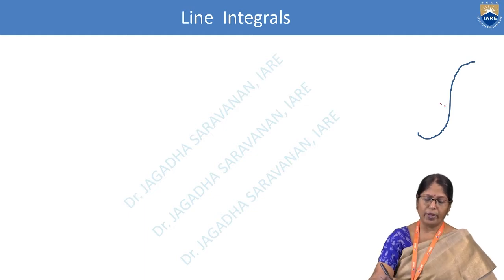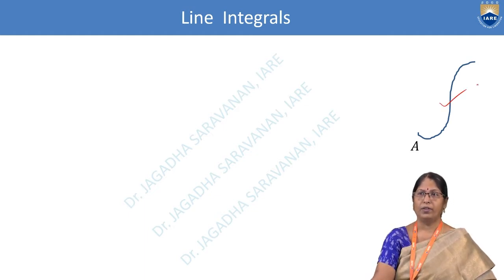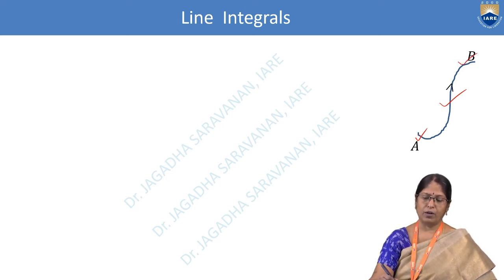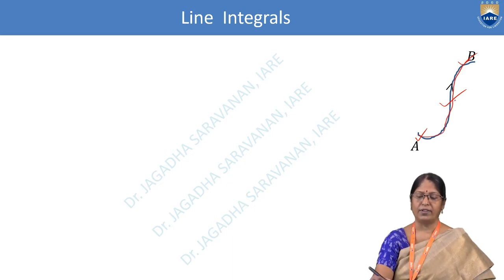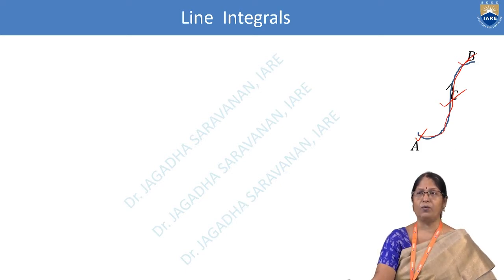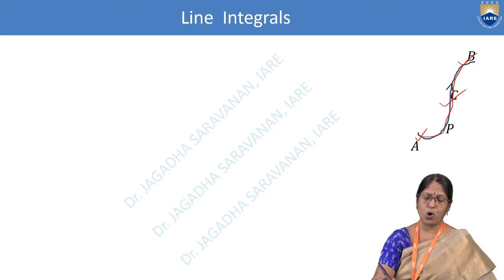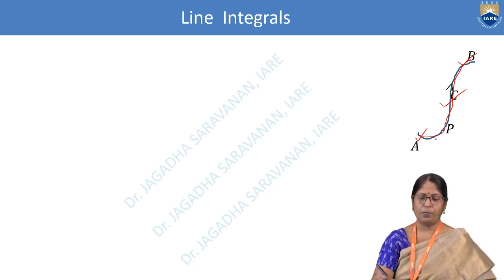Now, here we can notice a curve. The starting point of the curve is denoted A, and the end point is denoted by B. The arrow mark represents the direction of the curve. The curve name is C. There is a point on the curve, and at that point we can draw a tangent. That is the line segment which touches the curve at one point. We know that it is the tangent.